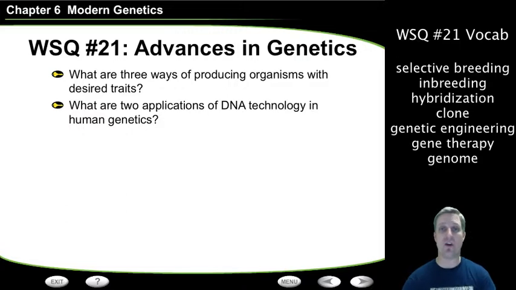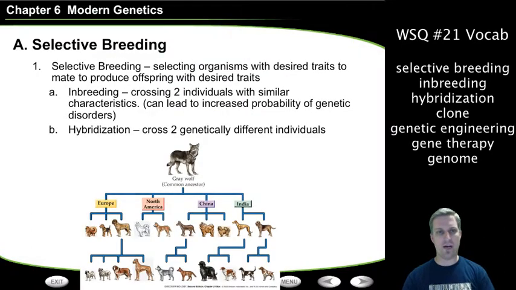So we're going to learn about the 3 ways of producing organisms with desired traits, one of which is a very old idea and some that are not so old. And then we're going to talk about 2 applications or more of DNA technology in human genetics, so what we can see going forward. So let's jump into it.